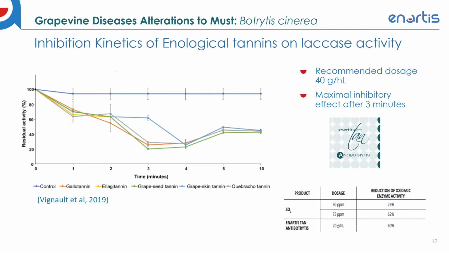Another thing that we can use is enological tannins. So enological tannins have been shown to actually decrease the activity of laccase. And so here's a study that was done in 2019 looking at different kinds of tannin in the sense of gallotannin, ellagitannin, grapeseed tannin, grape skin tannin, quebracho. And you can see that all of these different tannins have some effect on decreasing the activity of laccase. So on the y-axis, we have residual activity.